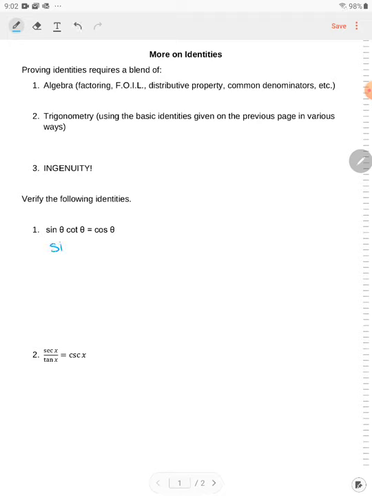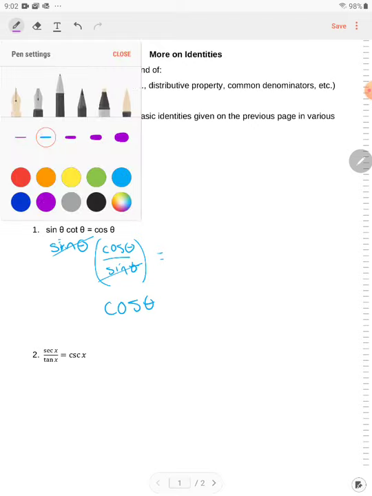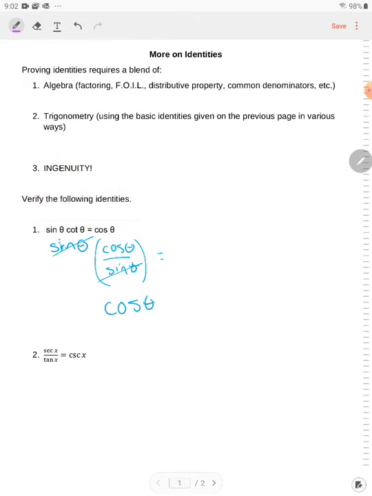Okay, so this is sine of theta times, remember, cotangent can be written as cosine over sine. So if you divide your sines, you're left with cosine theta. If we want to write both sides, depending on what your professor or your teacher wants, we can bring down the right side and work on the left side. So we'll do that here in just a minute. And we can see that cosine equals cosine, and we've just proven our trigonometric identity.